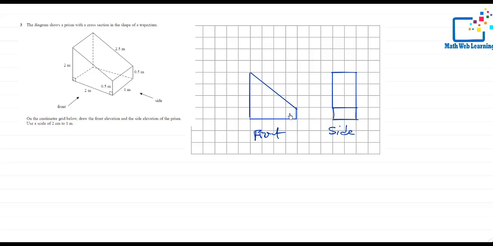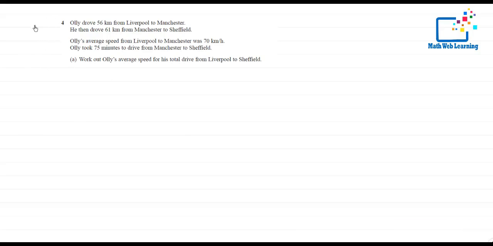The same height. All right. Next question is question 4. Right, question number 4 now. We have 2 distances. I'm going to go ahead for this question, add the 2 distances, 56 and 61. I do it here, column method.